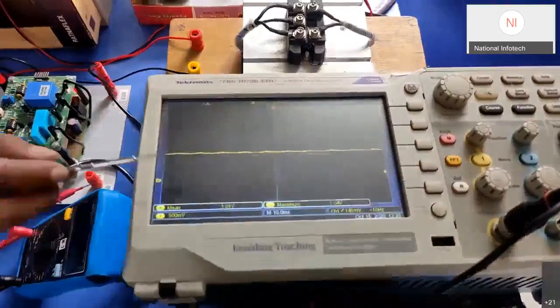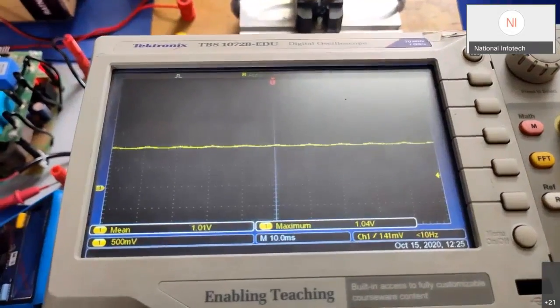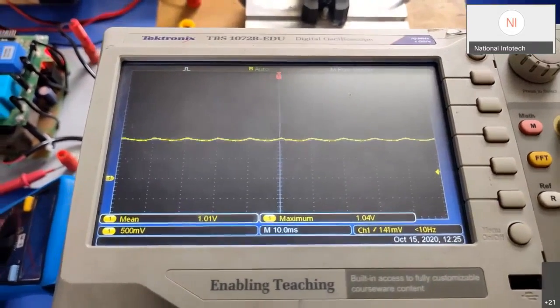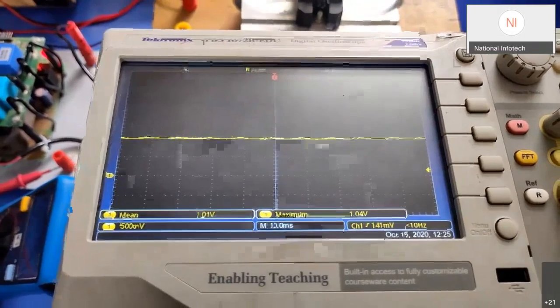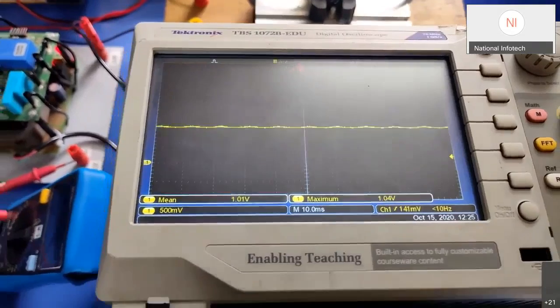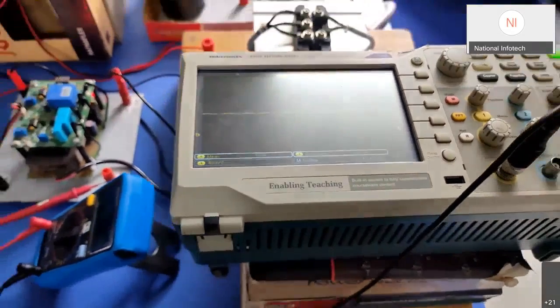So you are able to see that this is giving us the 1 volt. So now our sensor is calibrated: at 15 ampere, it would be giving us the 3 volt DC output from the sensor. Hope you understood this sensor calibration of voltage and current. Thank you.